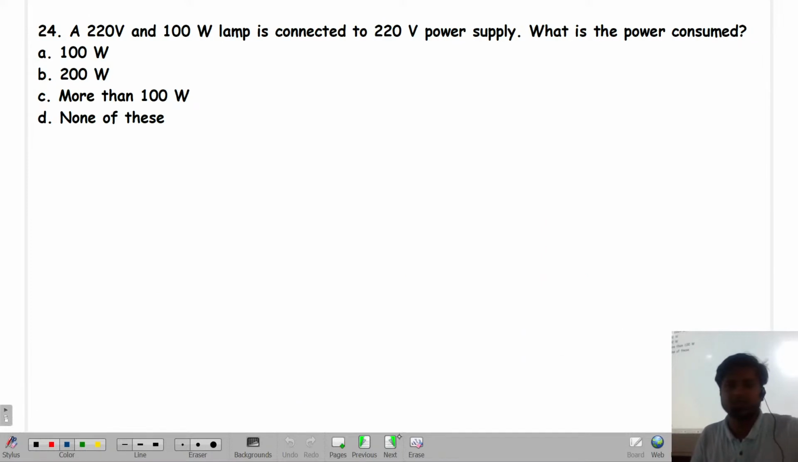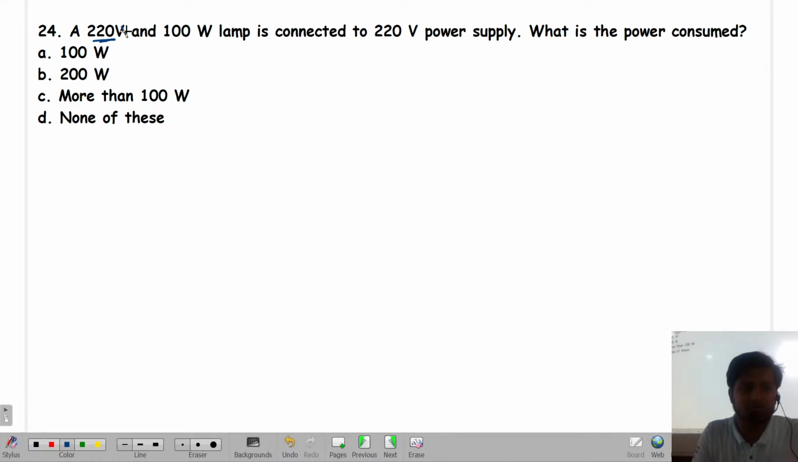Can you solve the next question? Hey, this is easy. Yes or no? Voltage is given, power is given. You'll get the resistance. Yes or no?